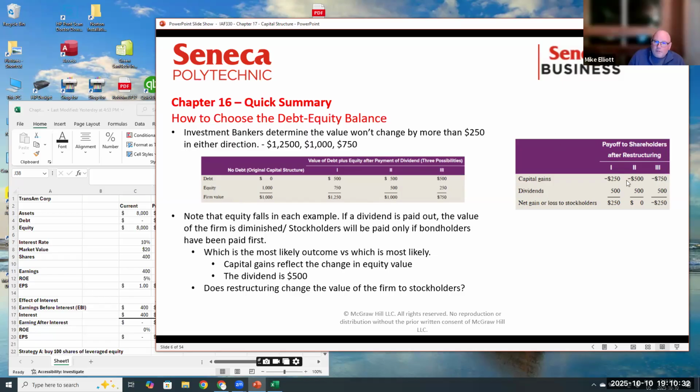Well, we look on the right side here, the payoff to shareholders. You see capital gains. The dividends are $500. That's unquestioned. If we have capital gains involved of $250, then the net gain to shareholders is the $500 I've just given you, less the $250 in capital gains. Or we actually give out the $500 in dividends, which are associated with $500 in capital gains.